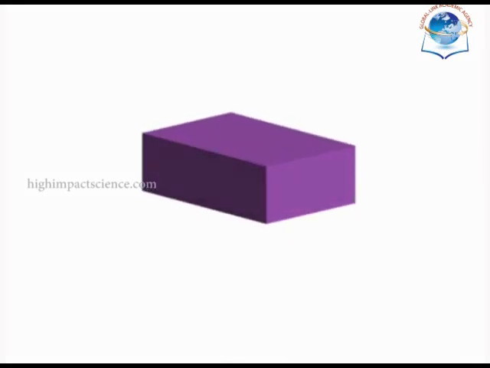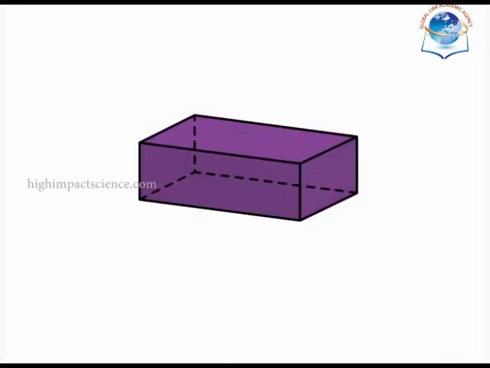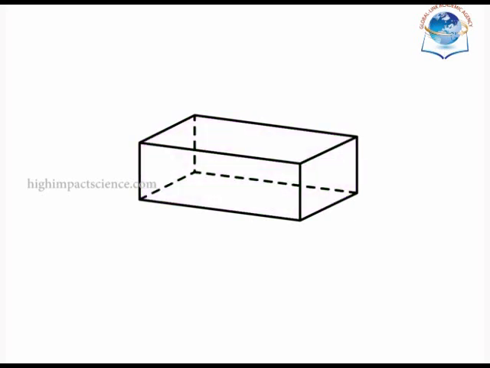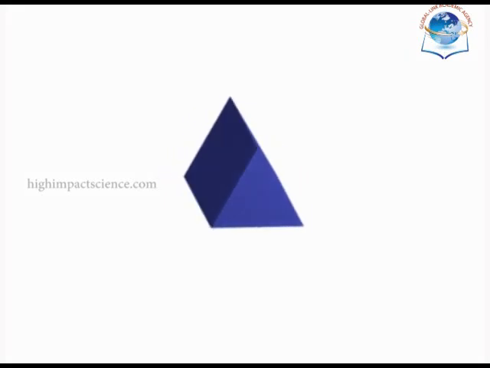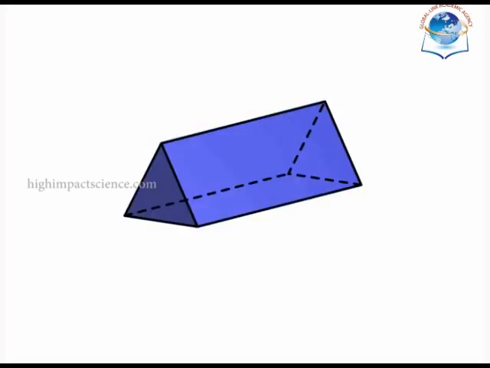This is a cuboid with 6 rectangular faces. And this is the representation from our angle of view. This is a triangular prism. It has 2 identical faces parallel to each other.